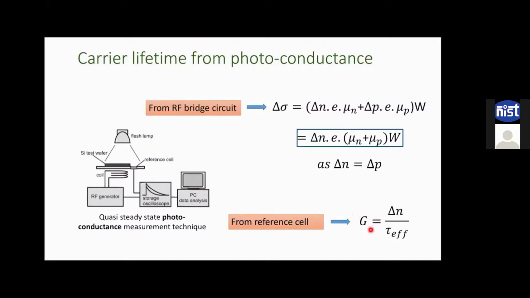To estimate the generation rate, this system employs a reference photodiode very close to the silicon wafer. So once the flash lamp is on, this photodiode can tell you the number of photons incident onto your crystalline silicon wafer. The responsibility of this photodiode is to tell you how many photons are incident on the crystalline silicon wafer, depending on the flash lamp intensity.